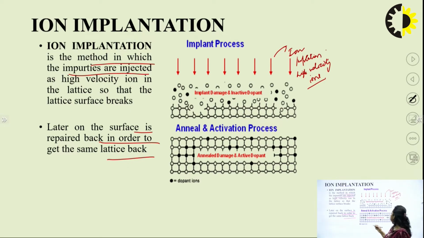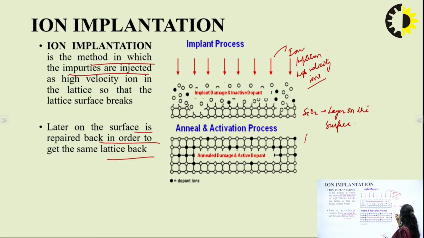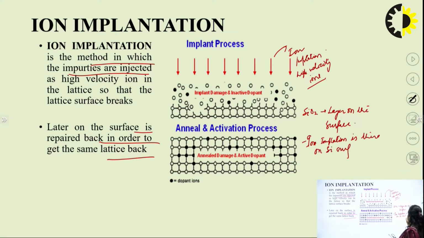Normally we use a silicon dioxide layer on the surface, and the ion implantation is done on the silicon dioxide surface. So ion implantation on the silicon surface.